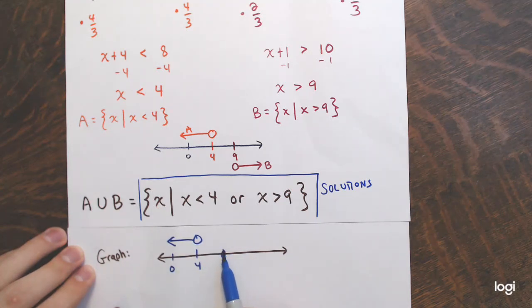So ignore this. Sorry about that. That's two little errors today. Ignore this. 0 should be to the left of 4, right? So 0 is here, 4 is here.